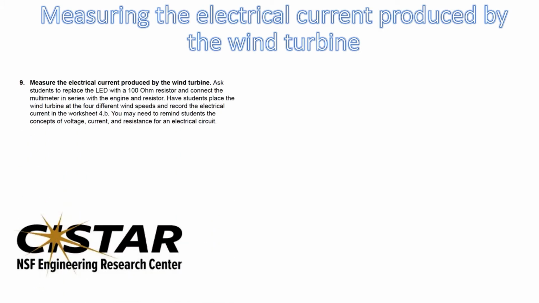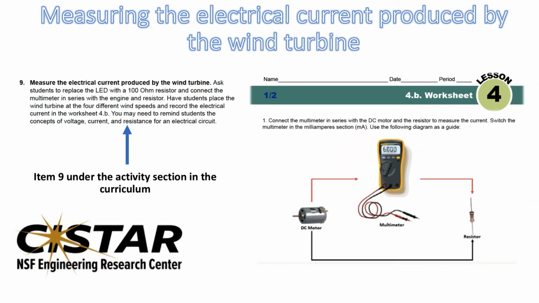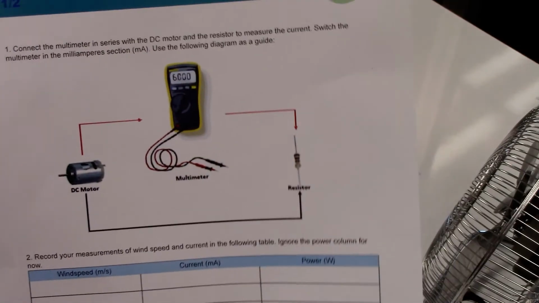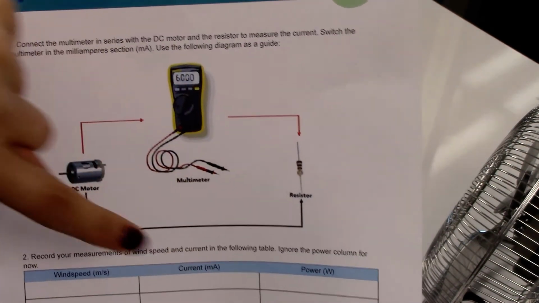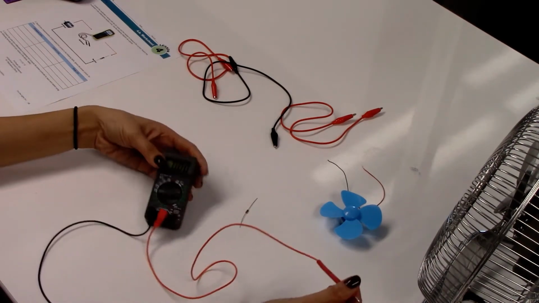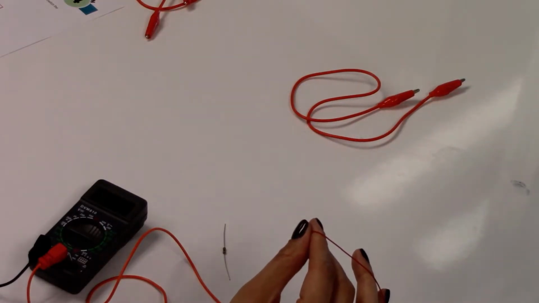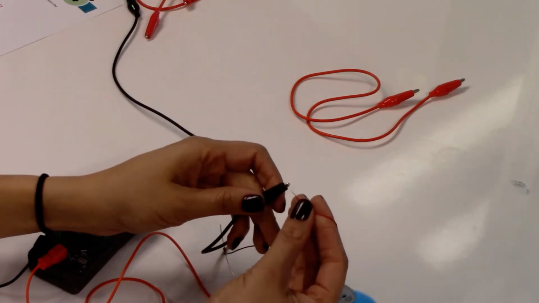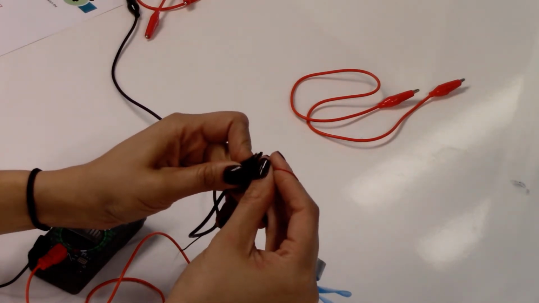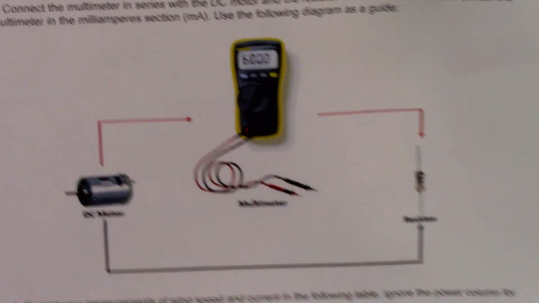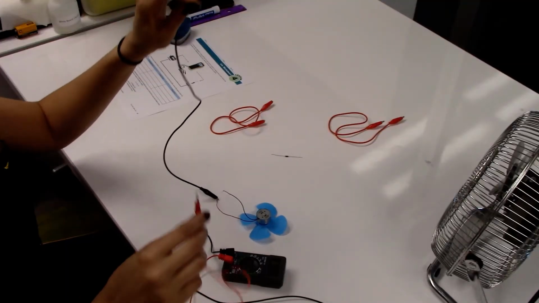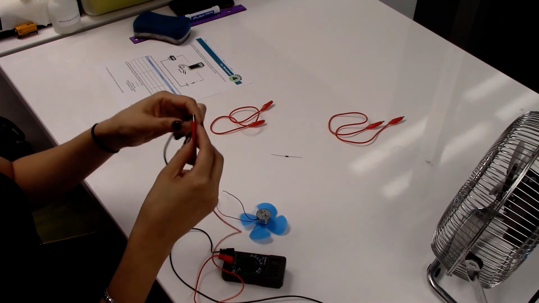Next, students will measure the electrical current produced by the wind turbine. This activity is also on worksheet 4B. So let's get started. Follow the diagram in worksheet 4B. The multimeter should be set up in the milliamperes section, mA. Connect the alligator cables to the DC motor. It doesn't matter the color of the alligator cable that you are connecting to the DC motor. Then, connect the DC motor to the multimeter as shown in the worksheet.